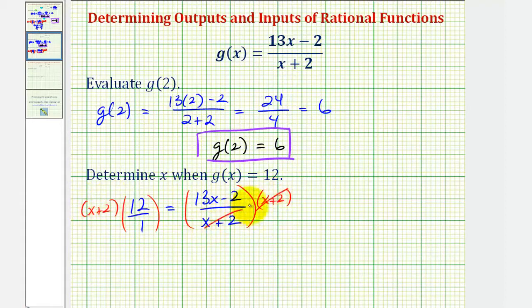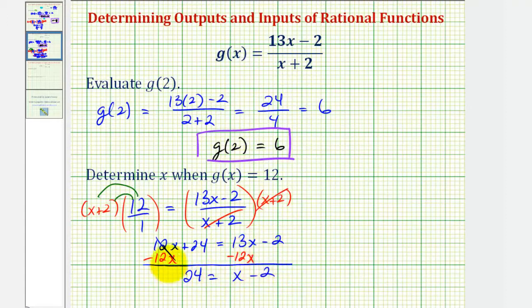X plus 2 over x plus 2 simplifies to 1. So on the left side, we just have 12 times x plus 2. That would be 12x plus 24. We're distributing here. And on the right side, we just have 13x minus 2. So to solve for x, we need x on one side. Let's go ahead and subtract 12x on both sides. This worked out nice because here we have 24 equals just x, or 1x, minus 2. Add 2 to both sides, and we have x equals 26. So if g of x equals 12, x equals 26.